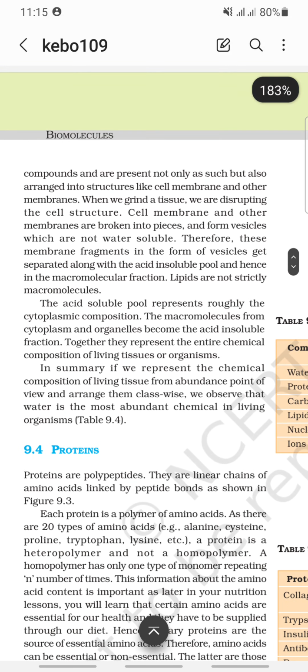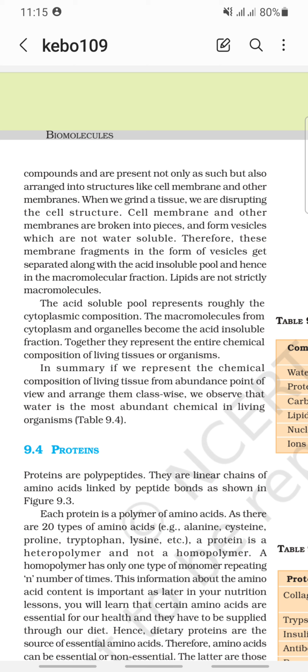compounds and are present not only as such but also arranged into structures like the cell membrane and other membranes. When we grind a tissue, we are disturbing the cell structures. Cell membrane and other membranes are broken into pieces and form vesicles which are not water soluble. Therefore, this membrane fragment in the form of vesicles gets separated along with the acid insoluble pool, and hence in the macromolecular fraction lipids are not strictly macromolecules.